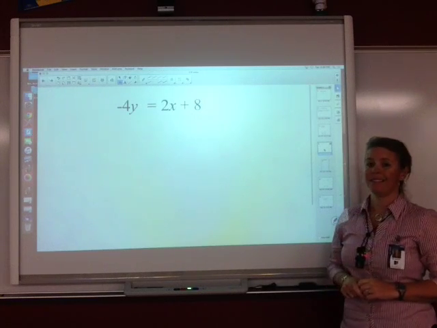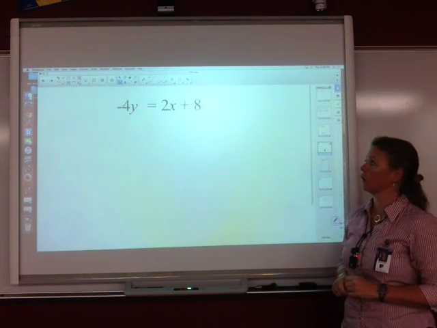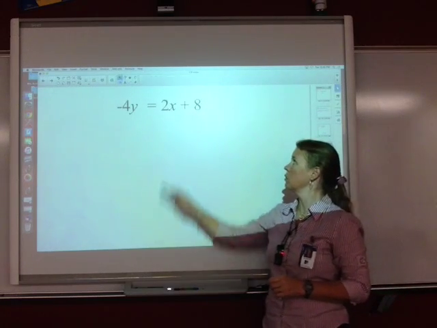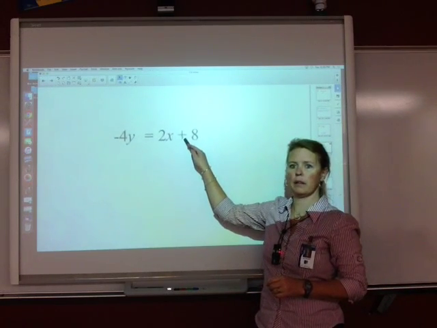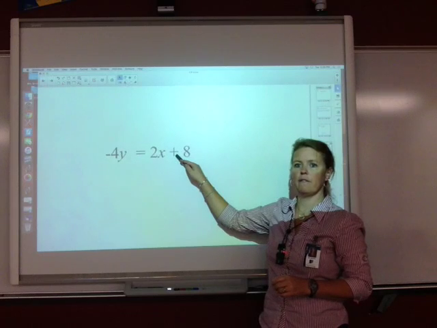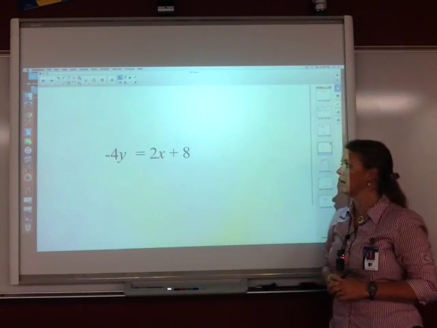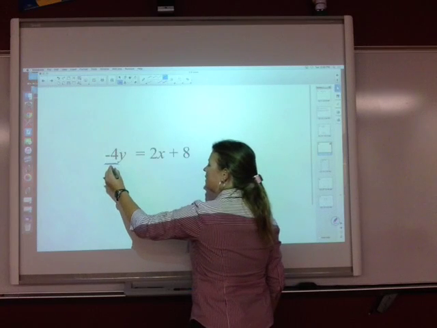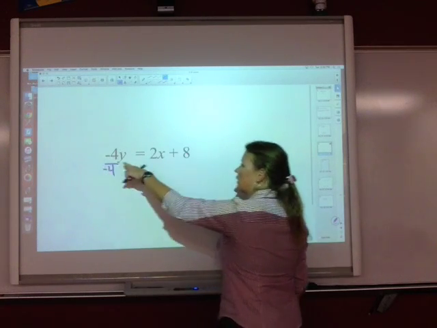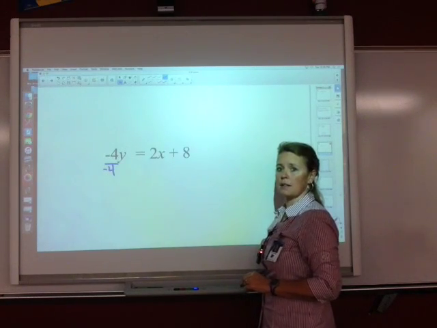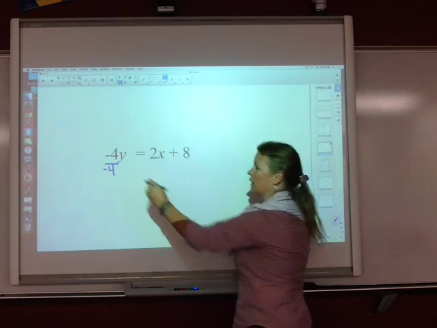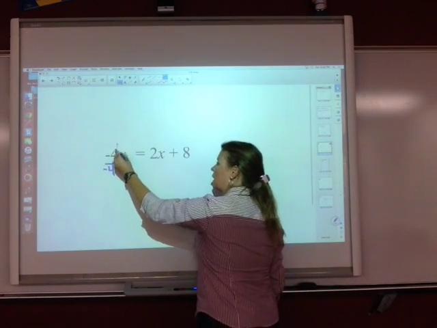Let's try another one. This time I'm dividing by a negative 4. As you can see there, you have negative 4y equals 2x plus 8. It looks like it might be in the glare a little bit there. Negative 4y equals 2x plus 8. I'm going to now divide by a negative 4. It's still division. Don't confuse that with a subtraction sign. It's a negative. Negative 4 times y, the inverse of multiplication is division.